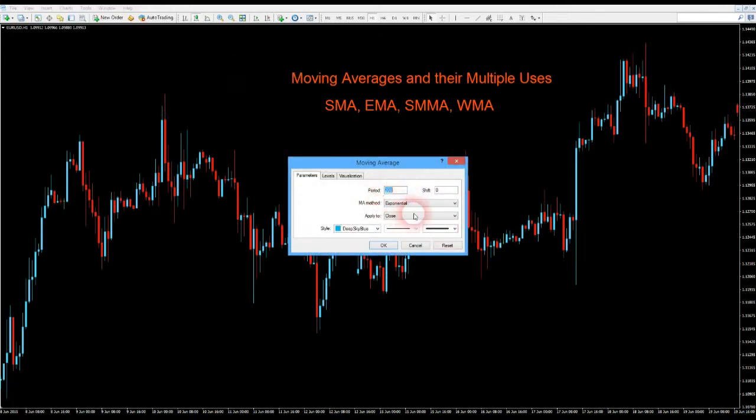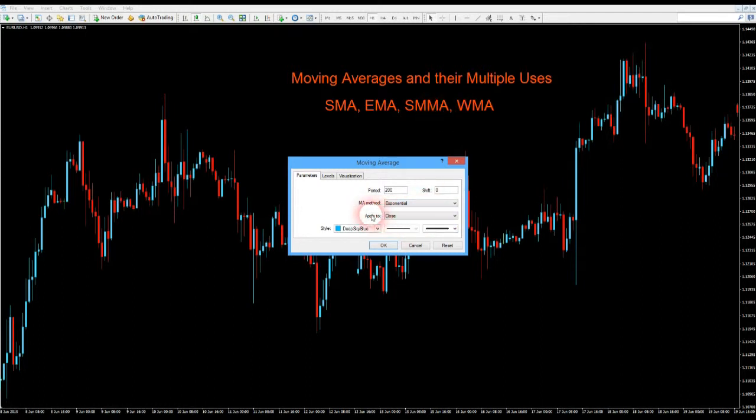Before we move on, let's go back to the rest of the choices. So that was the period. The methods, there are 4 of them, as you can see, with their nicknames: simple moving average, SMA, exponential moving average, EMA, smoothed moving average, SMMA, and finally linear weighted moving average, WMA. The MA stands for moving average.